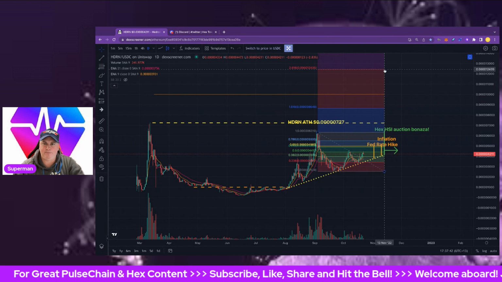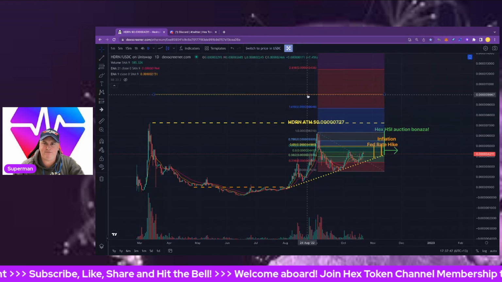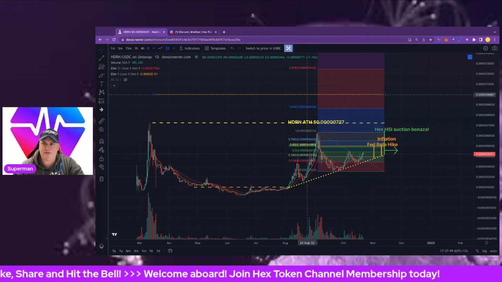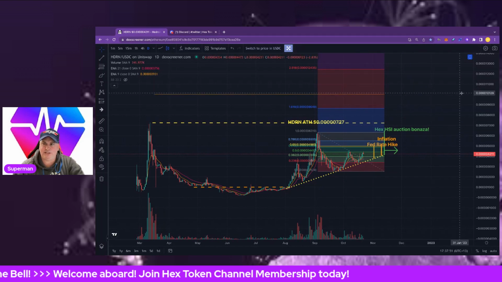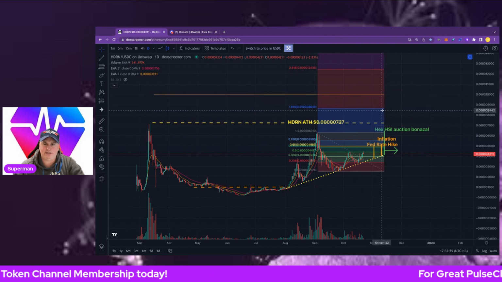That's definitely possible. This orange line here is the 10,000 line, so that's getting rid of 5 zeros, moving down to 4 zeros on the decimal place. And of course, you can see that on the right-hand side here. So that would be pretty bullish. That's kind of where we are at the moment.